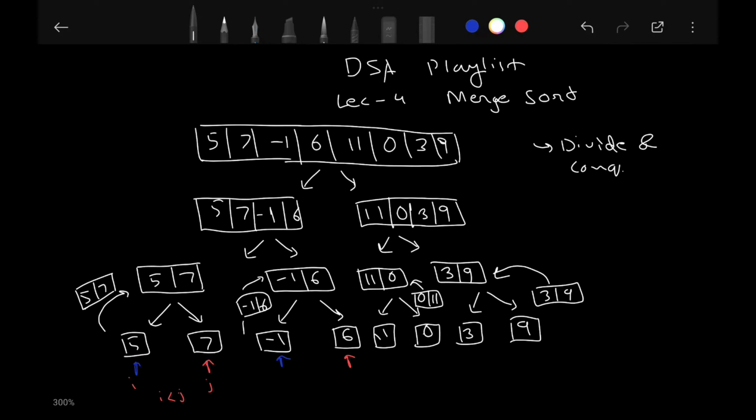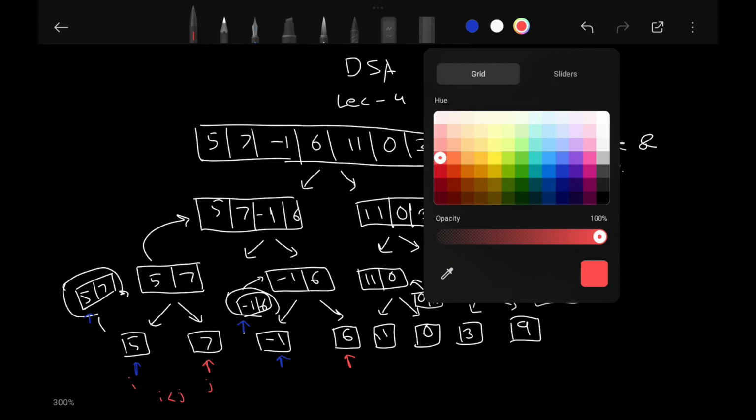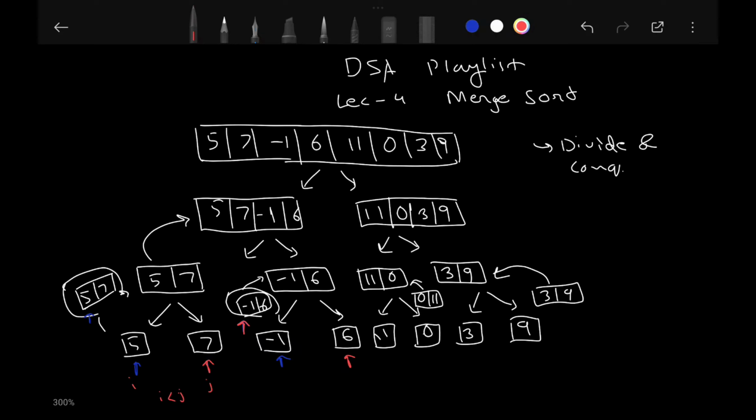Now while going back from here, the merging will take place between two arrays, these two arrays, 5, 7 and minus 1, 6. Our i pointer is pointing to the first array and our j pointer is pointing to the second array. Now tell me, which is smaller, the i pointer or the j pointer? Definitely the j pointer, so minus 1 is put first. Then j is incremented, j plus plus.